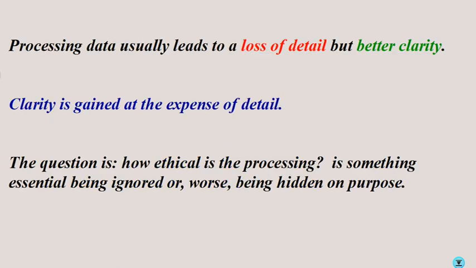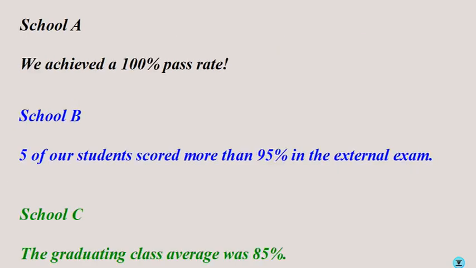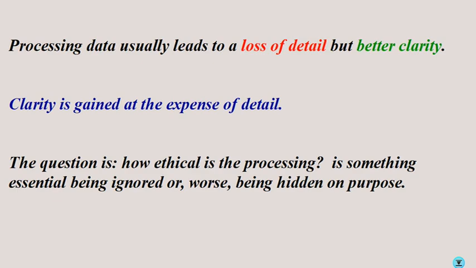And as we have seen in the previous example, processing data usually leads to a loss of detail, but better clarity. We always say clarity is gained at the expense of detail. Consider the example of those schools. We have lost some detail. We don't know the individual grades of the students here, but we have one number that represents the school in its entirety. The same applies to this school. So the loss of detail allows us not to be lost in loads and loads of numbers, and we have one clear overview of the data.